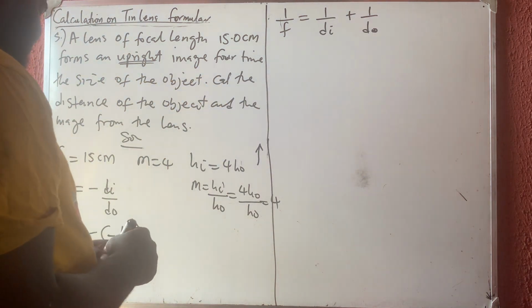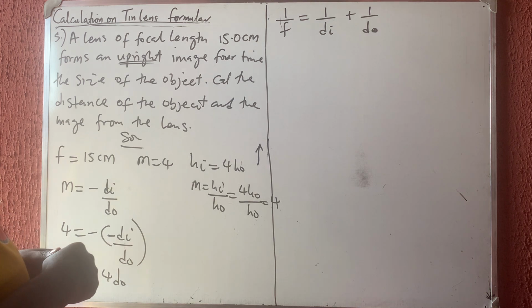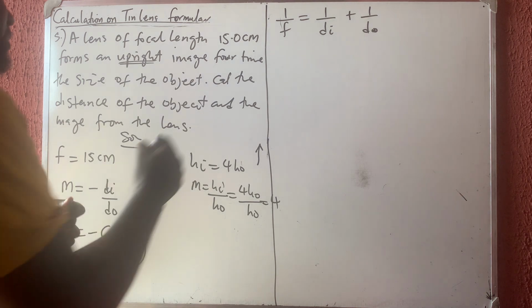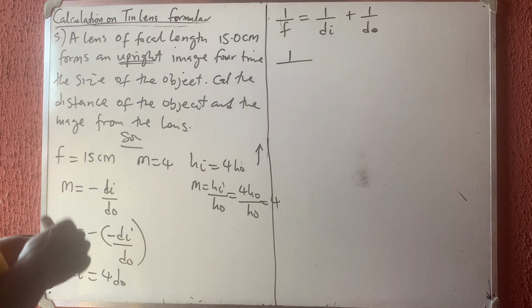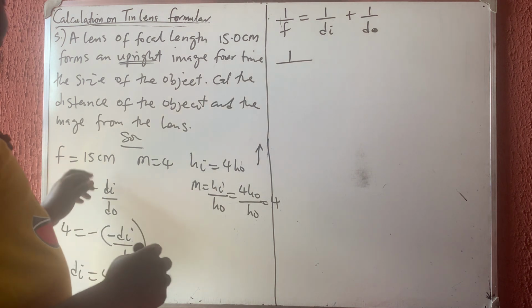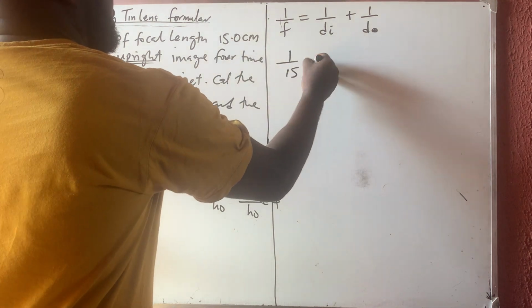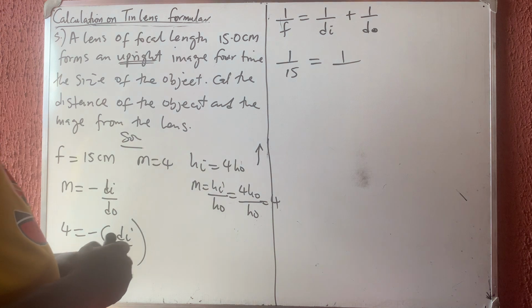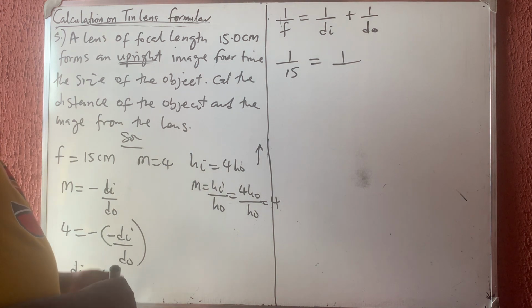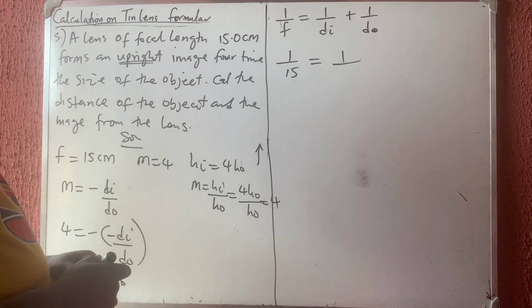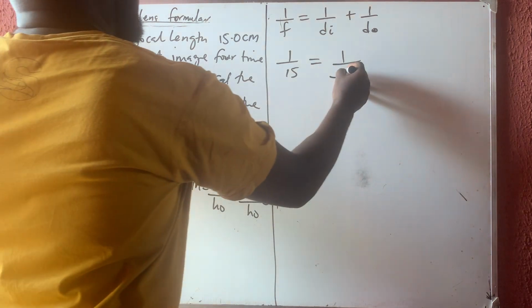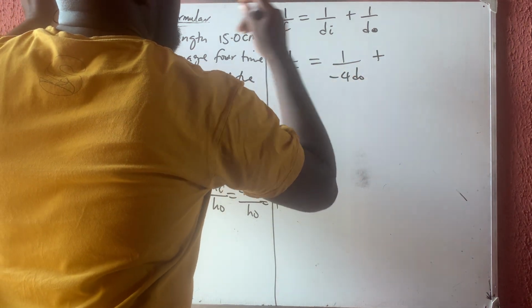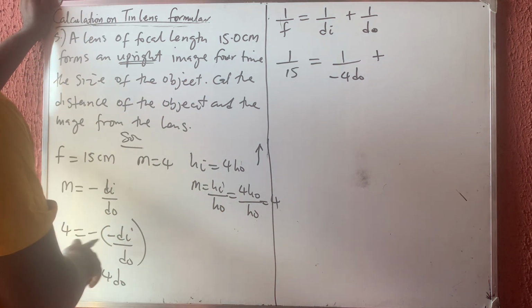Alright, so now I'm going to have 1 over f, okay, my f is 15. So 1 over 15 is equal to 1 over my di, which is going to be negative. Don't forget, my di is going to be negative. So I'm going to have negative 1 over 4 do.